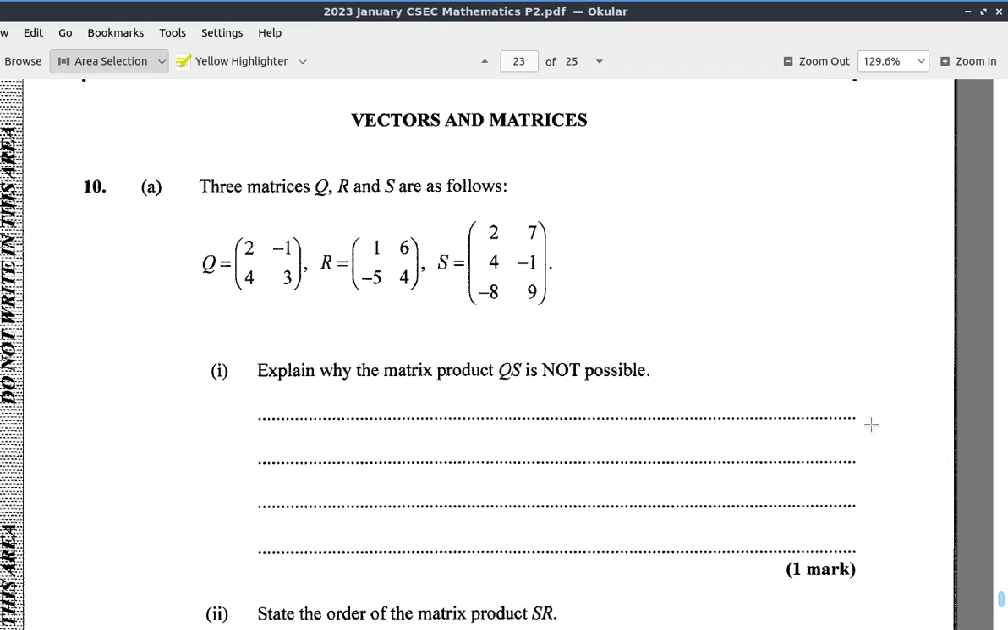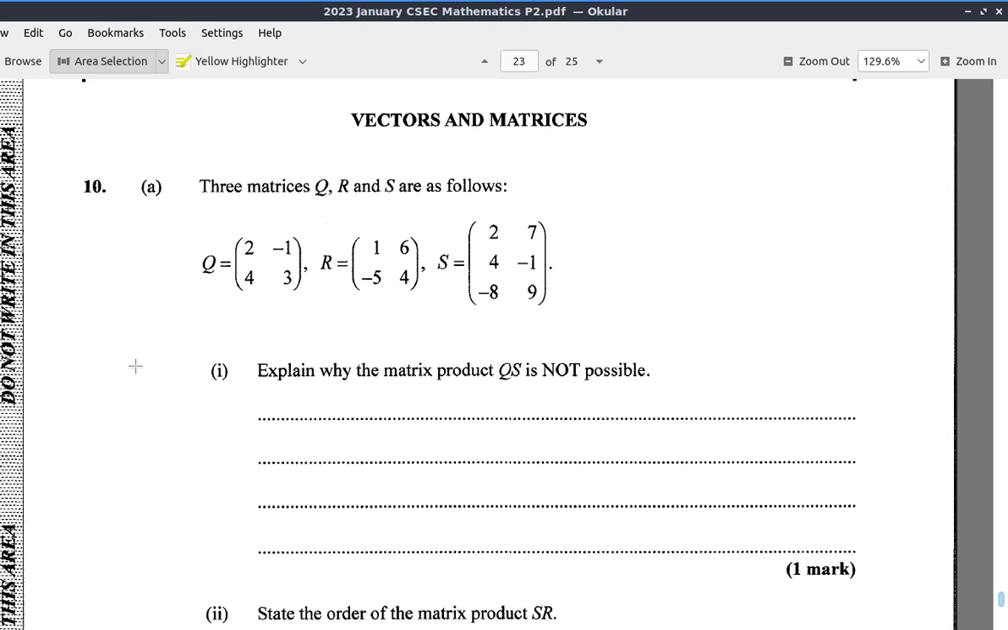CSEC Mathematics, January 2023, paper 2. We're at question 10. So let's see what happens here now. This covers vectors and matrices. Three matrices, Q, R, and S, are as follows. Alright, so we have them here. Explain why matrix product QS is not possible.